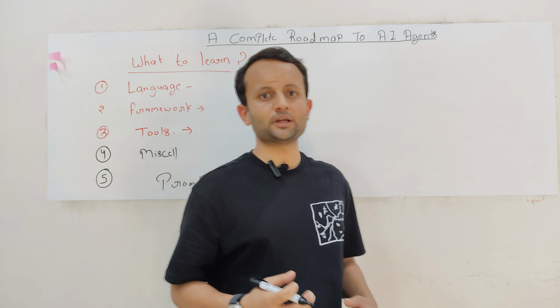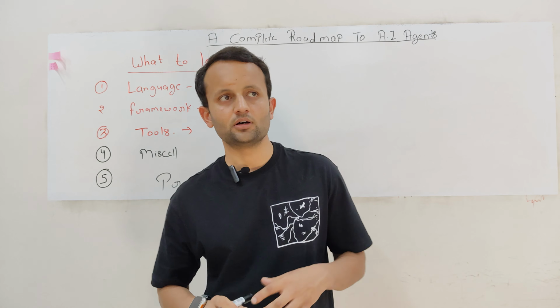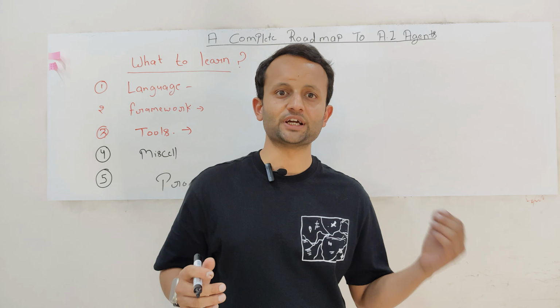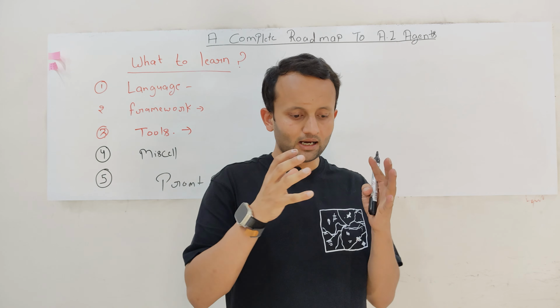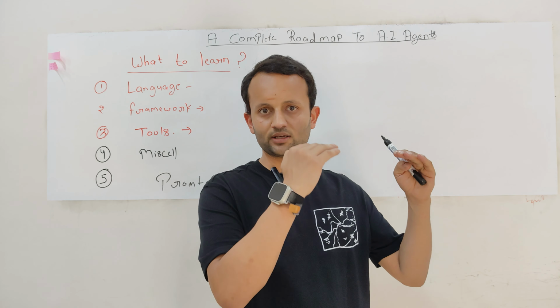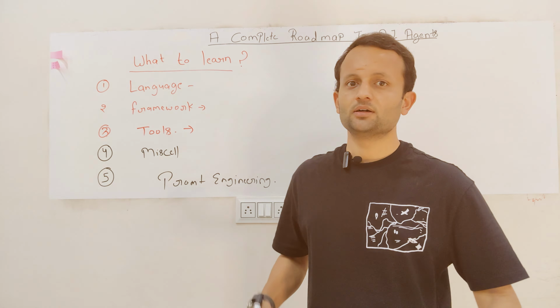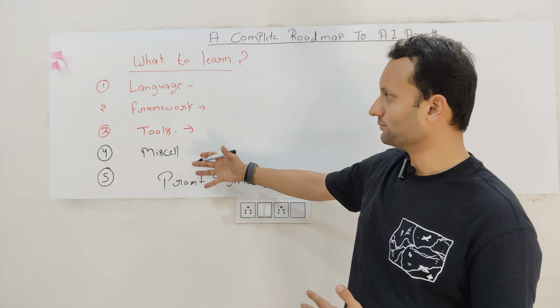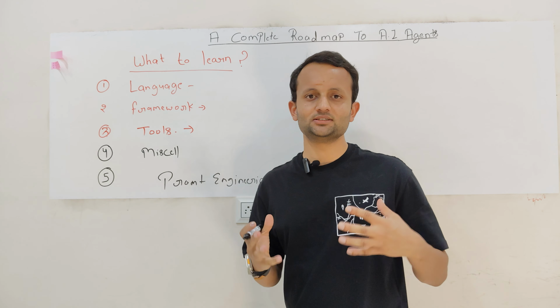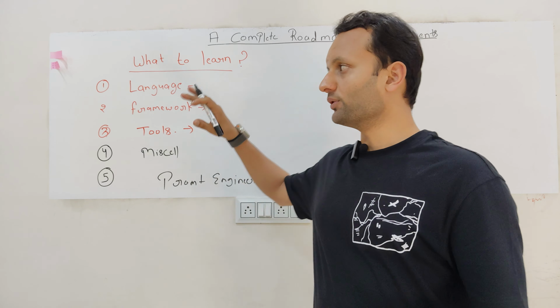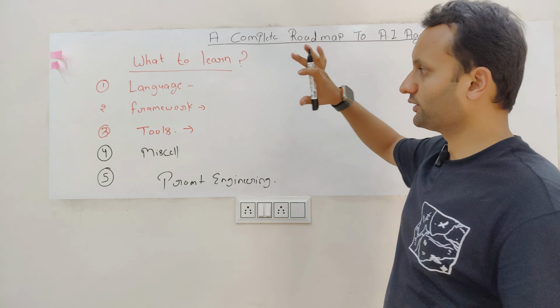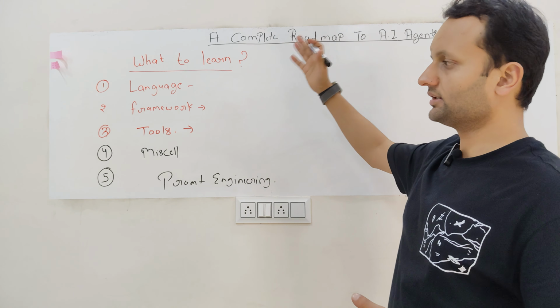Now, to learn prompt engineering, you can start by building prompts using ChatGPT. You can understand how these instructions are defined, and what the patterns are while building prompts. Okay, so these are the 5 main key components that you need to learn while starting your journey for building AI agents.